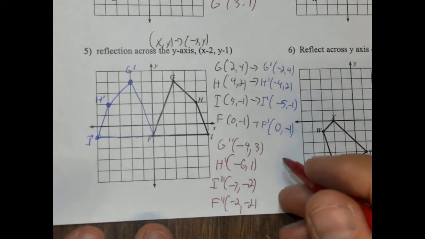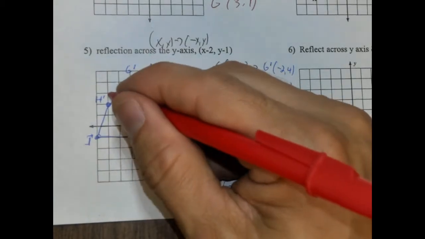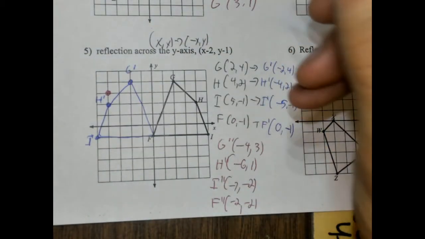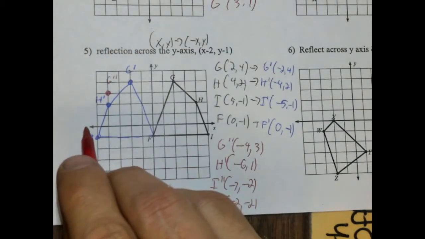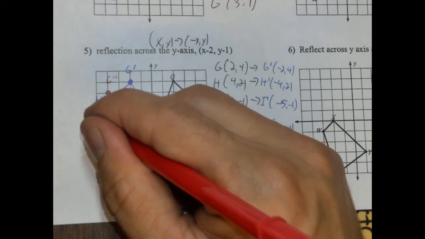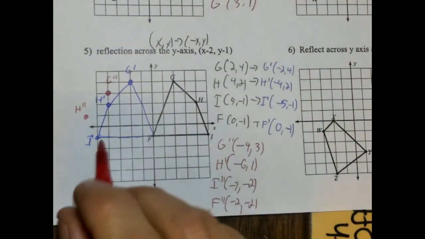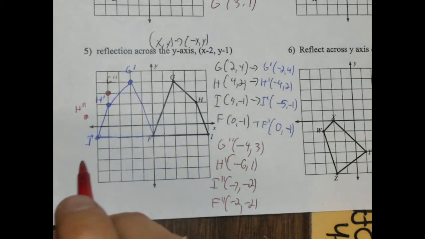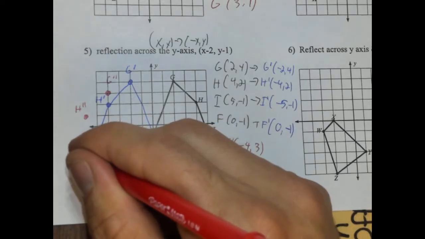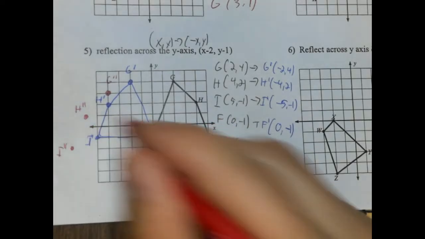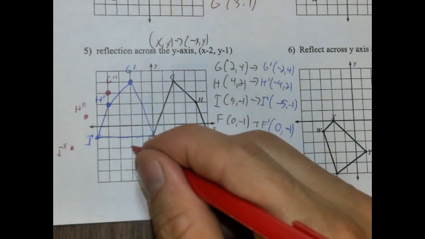Okay, let's graph these. Again, 2 of these are off the grid, unfortunately. So -4, 3. That's our G double prime. -6 would be right here, 1. That's our H double prime. I see it's going to be 2 here. It's going to be a little tricky here. So -7, -2. That's our I double prime. And then F is -2, -2.